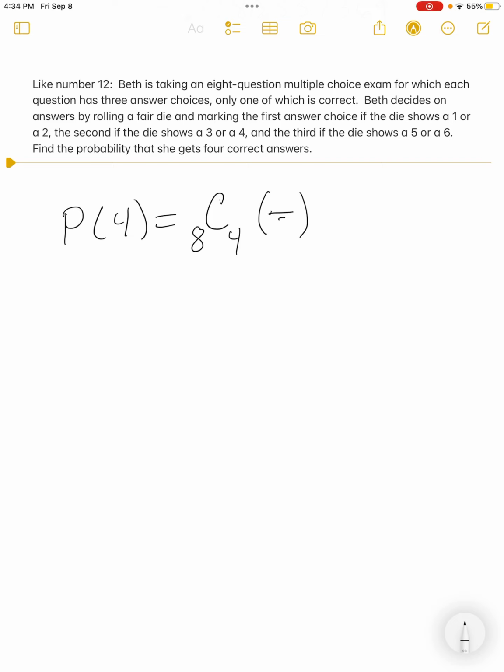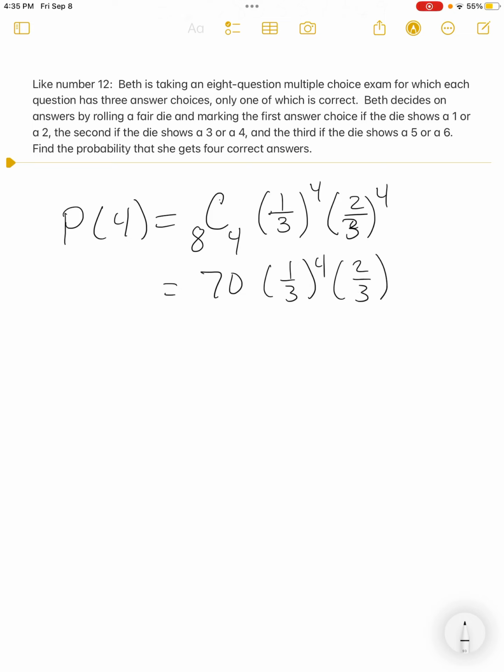And so one of those answers is right out of 3 total, and I need that to happen 4 times. 2 of those answers are wrong out of 3, and I need that to happen also 4 times. Okay. C of 8, 4. Again, on my calculator, if you can rewind the video, I'm just going to type in 8, the PRB button, get the C and the 4 and hit enter, and it's going to tell me 70. 1/3 to the 4th times 2/3 to the 4th.